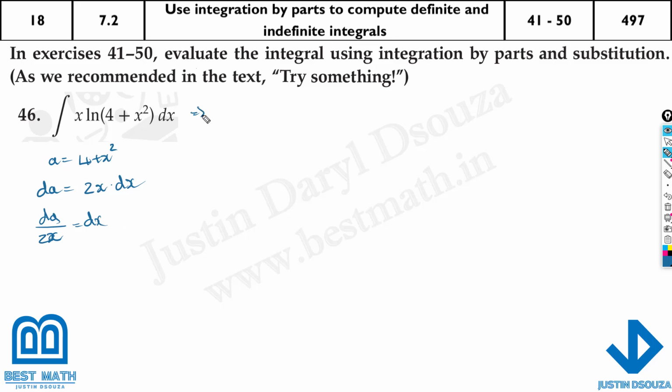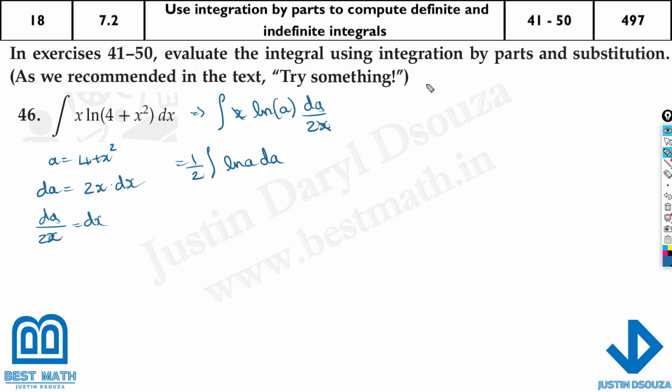Now look at this rearrangement. x ln, what is this term? It is a. dx is dA divided by 2x, and this x and x cancel off. You get to write this half outside. Integral ln a dA. Isn't that very simple now? Do you have any integral formula for ln a? What is integration of 1 by x? It is ln a, but we do not have any formula for this.